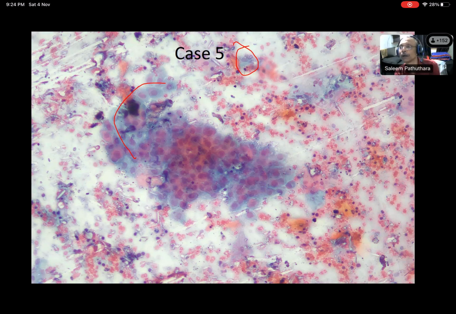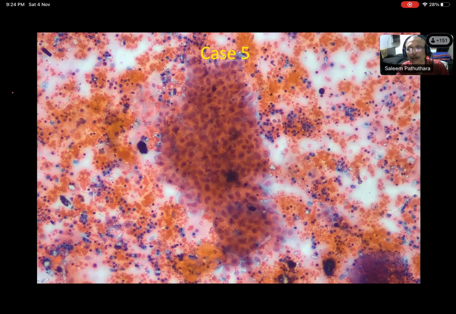So it is one or two layers of only upper and lower layer cells. That is the parabasal cells, right? This is what is expected. But as you clearly said, it is showing air drying artifacts and the morphology is not very clear. Okay, now we'll go to the second smear, another field of the same smear.